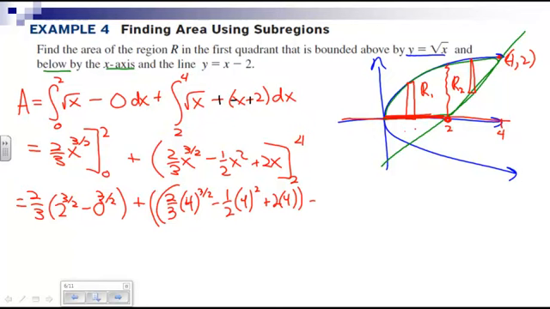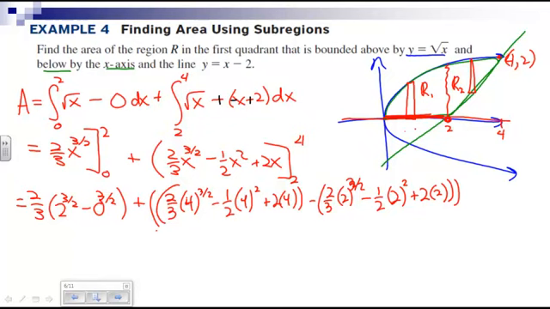And then let's do it on the lower bound as well. Minus 2/3 2 to the 3/2 minus 1/2 2 squared plus 2 times 2. Closes that one, and that closes that one. Okay, I think I got enough parentheses to last a lifetime.